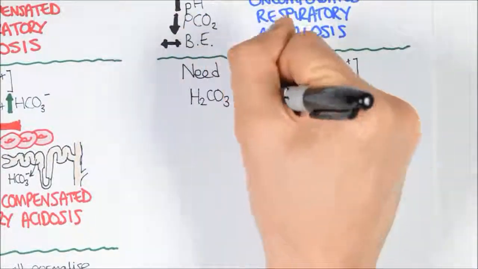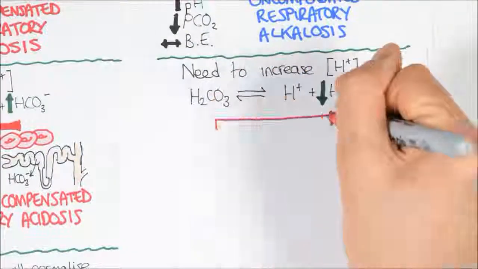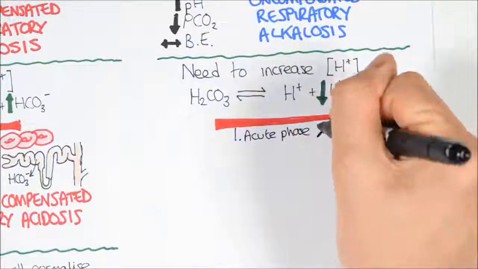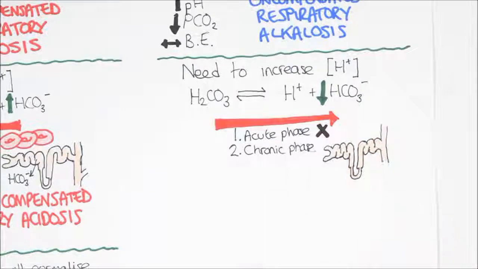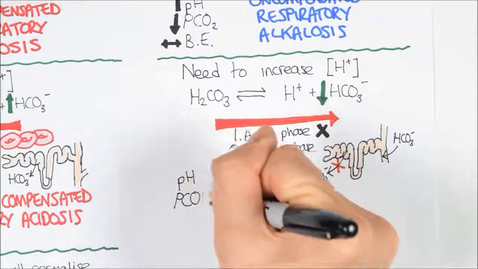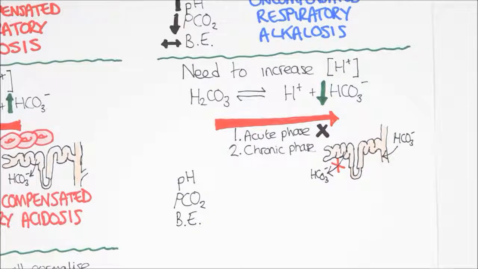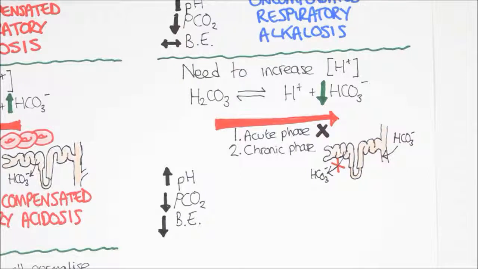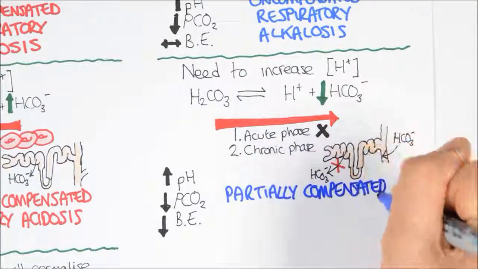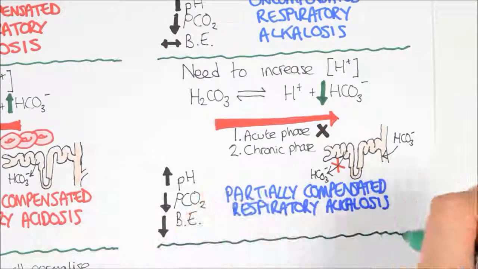To correct this, the body will try to increase the proton concentration in the blood. This response does not have an acute phase, but chronically it will reduce the amount of bicarbonate reabsorbed in renal nephrons. It will also increase the bicarbonate secretion in the collecting ducts. A reduced plasma bicarbonate concentration will cause more carbonic acid to dissociate into protons and bicarbonate. As a consequence, pH will still be higher than normal, PCO2 will be abnormally low, and base excess will also be low. This is because of the increased bicarbonate excretion. This patient is now in a state of partially compensated respiratory alkalosis.